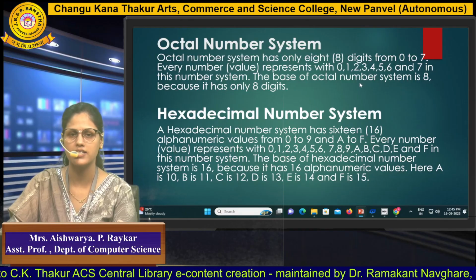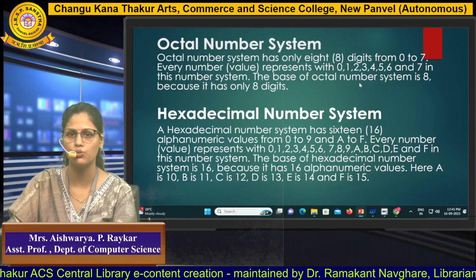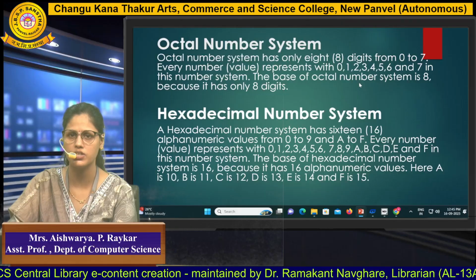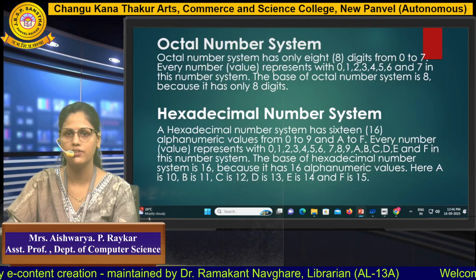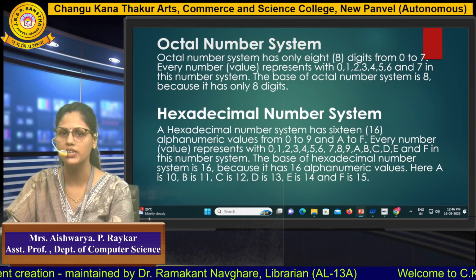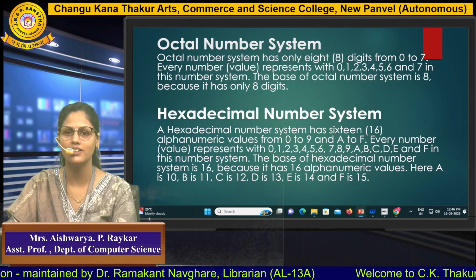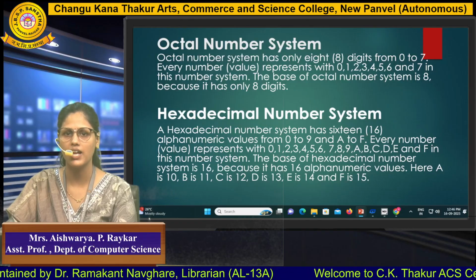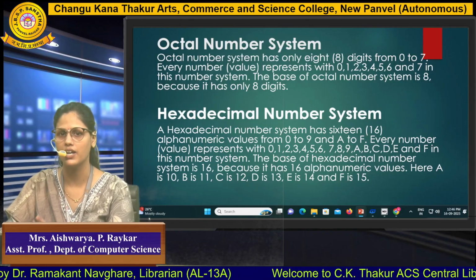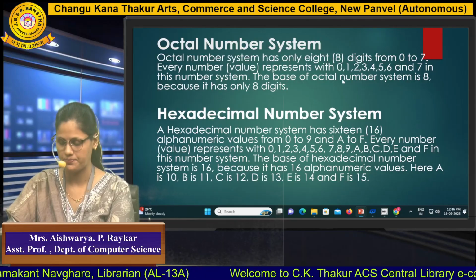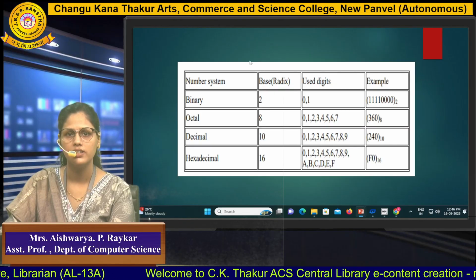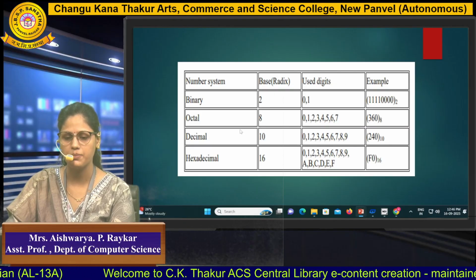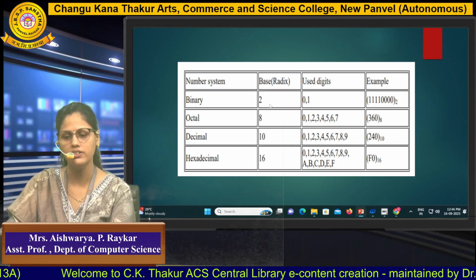Hexadecimal, as the name indicates, has a total of 16 digits and has a base of 16. It has numbers from 0 to 9, and when it comes to 10 to 15, we do not write 10. We write A, B, C, D, E and F for 10 to 15. So this is an overall summary which describes the number systems, their bases and digits.